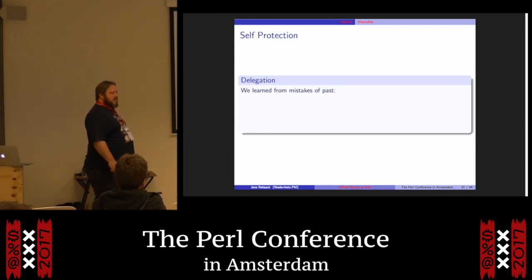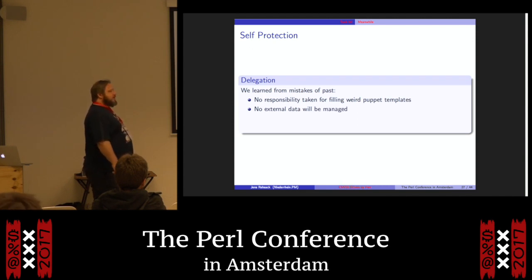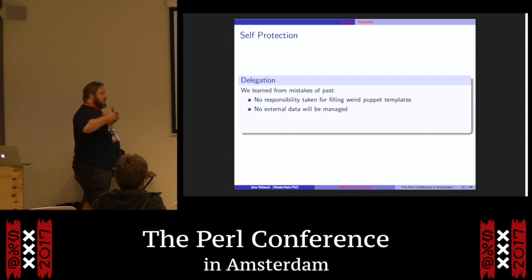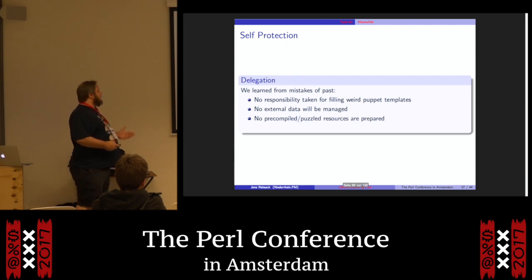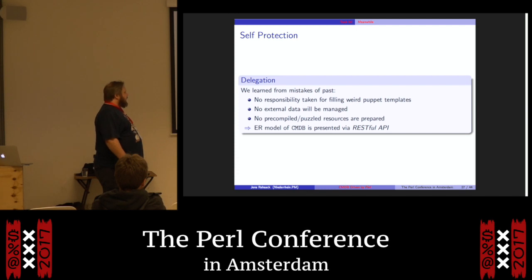So this time we made it better. We did not take the responsibility for filling somehow weird Puppet templates. We did not manage any configuration data. We are not responsible for that. We are providing the operation, not the configuration of components. We do not puzzle any prepared XML stuff together. We give an entity relationship model data, a RESTful API to request it, and the development team has to deal with that.